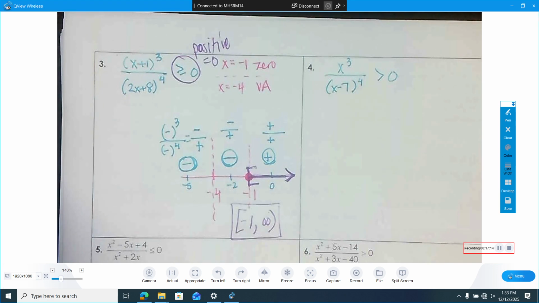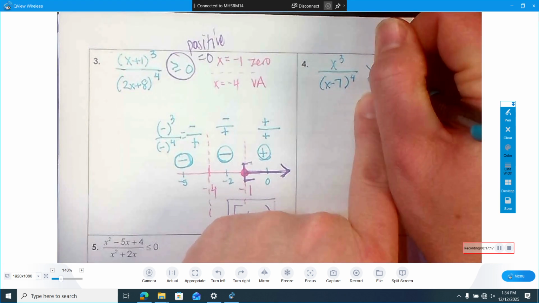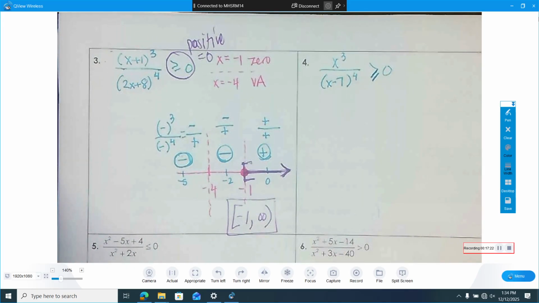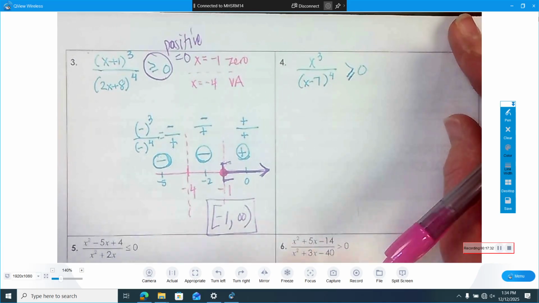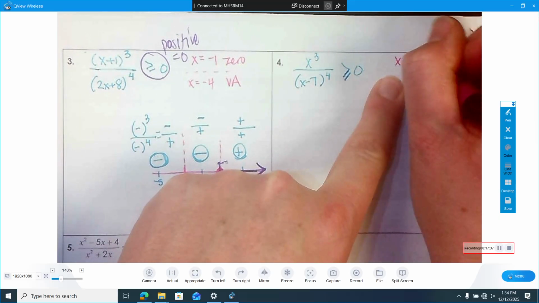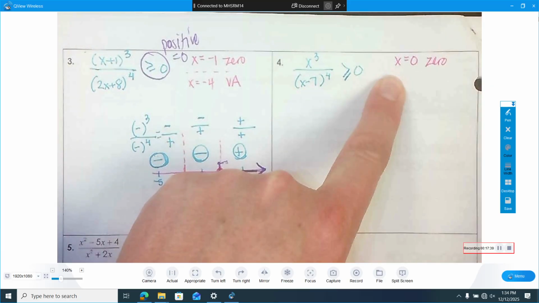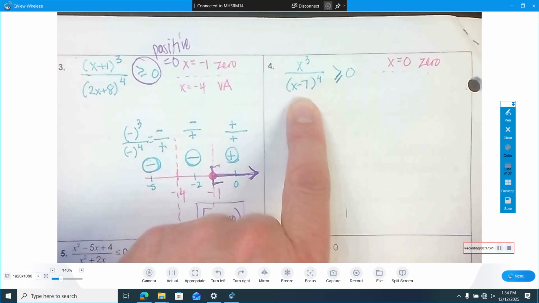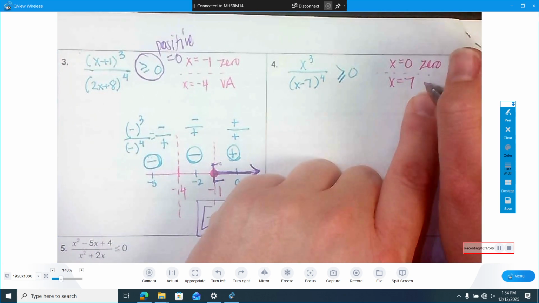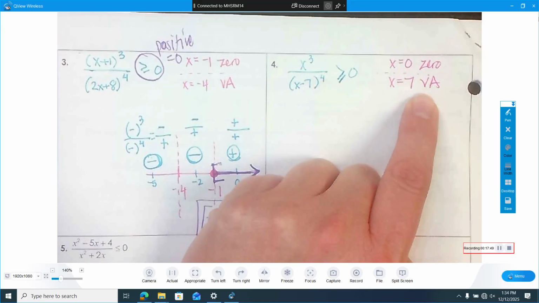All right, let's look at one more and then we're done. Let's make this one also equal to 0, just so we've done one of each, sort of. All right, so we have x cubed over x minus 7 quantity to the 4th power is greater than or equal to 0. Setting my numerator equal to 0 gives me x equals 0, which is a 0 of the graph. And what do we get in the denominator? X equals 7, which would be a vertical asymptote.